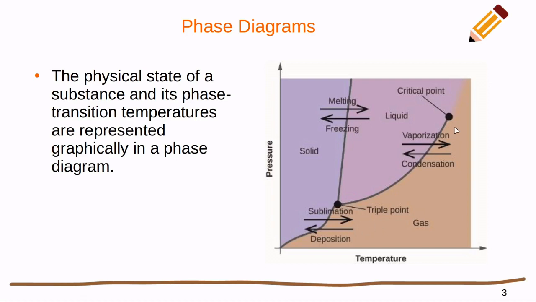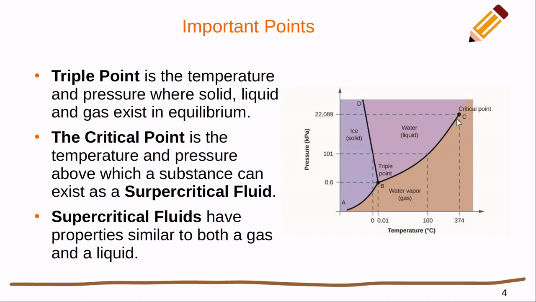And we also have two important points I want to point out to you here. The first is the triple point. This is the temperature and pressure where solid, liquid, and gas exist in equilibrium. So things get a little bit trickier here. We have three different equilibriums to consider. This can actually happen for water on the planet. It happens in places like Antarctica, where we have liquid water, ice, and gas all in equilibrium.